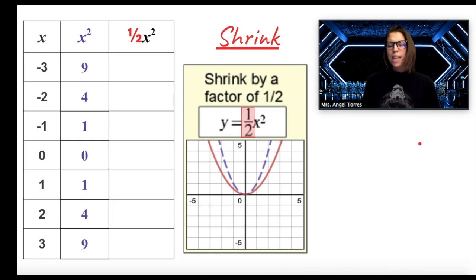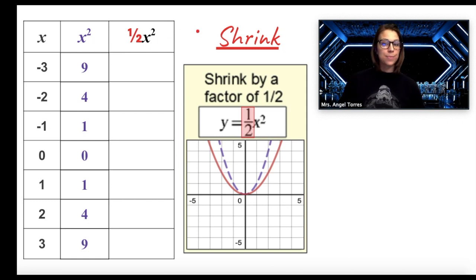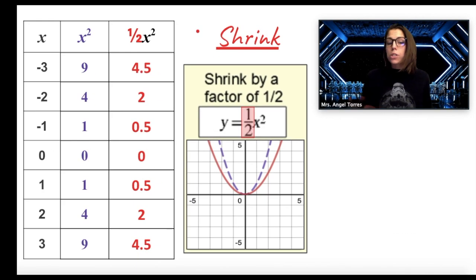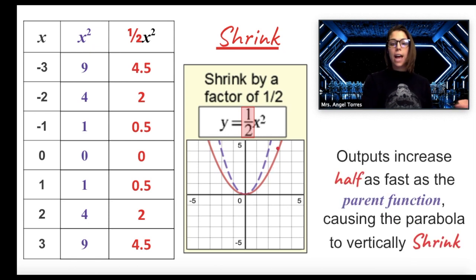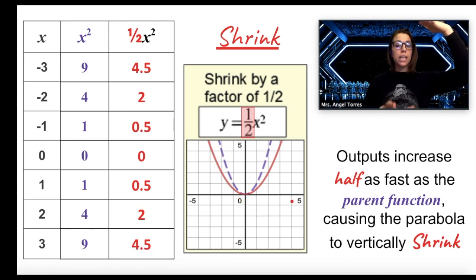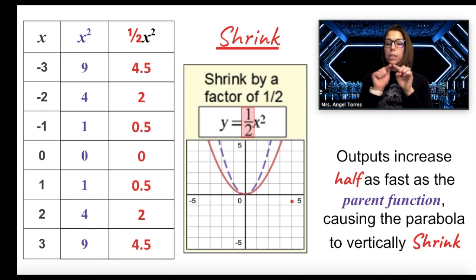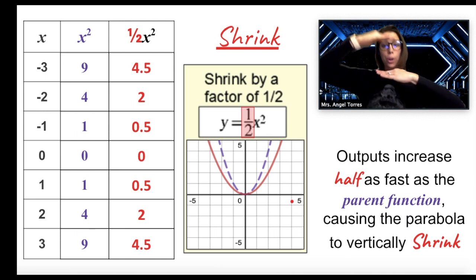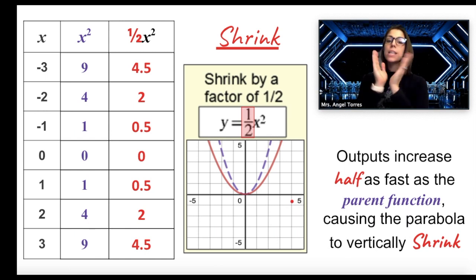The next one we looked at was our vertical shrink. Why don't you go ahead and fill in the rest of the table for 1/2 x? Great job. So to do this, all you had to do was multiply each of these values by half. What does this do to the graph? Well, now your outputs are increasing half as fast as your parent function, causing that parabola to vertically shrink. In other words, because I'm not growing as fast, it's like you're compressing on top of those values, and the parabola is going to get wider and wider.